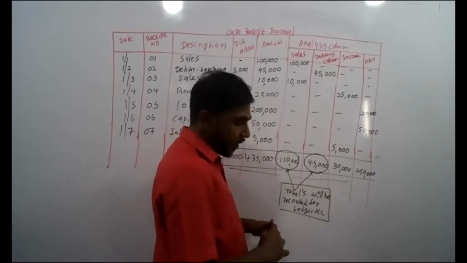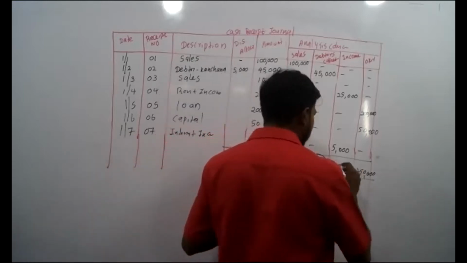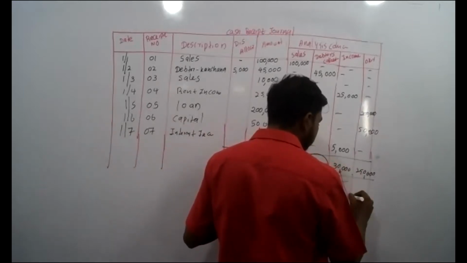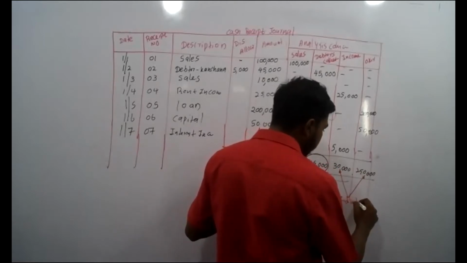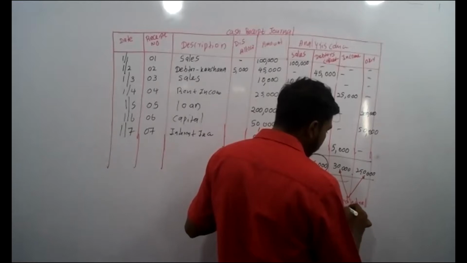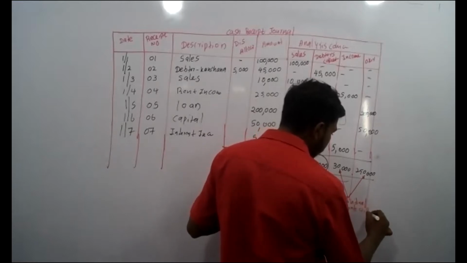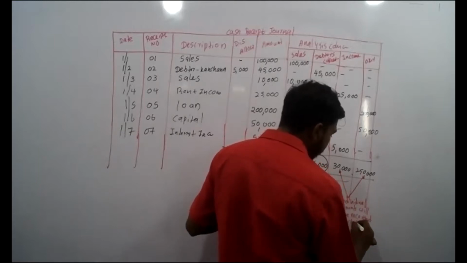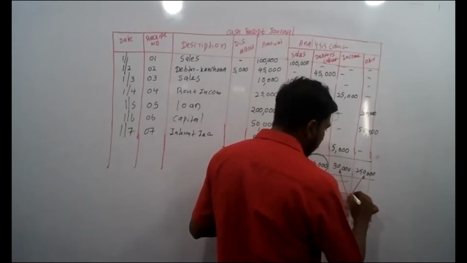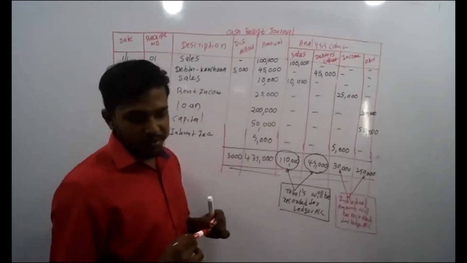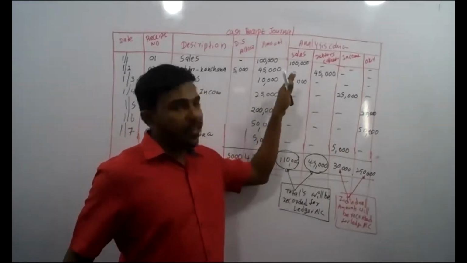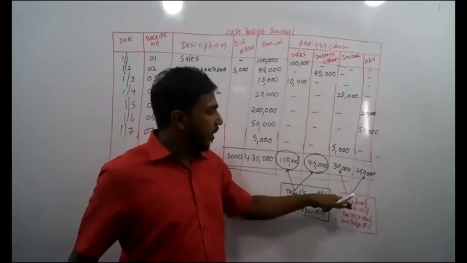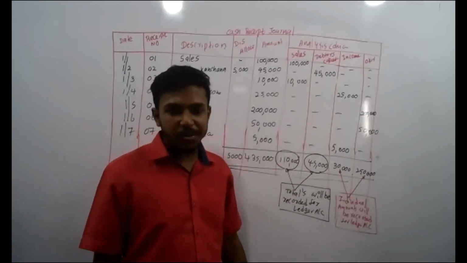But for the income and other columns, individual amounts will be recorded for the ledger accounts. Here totals will be recorded for the ledger accounts, sales and debtors, but income and other individual amounts will be recorded for the ledger accounts. Clear?